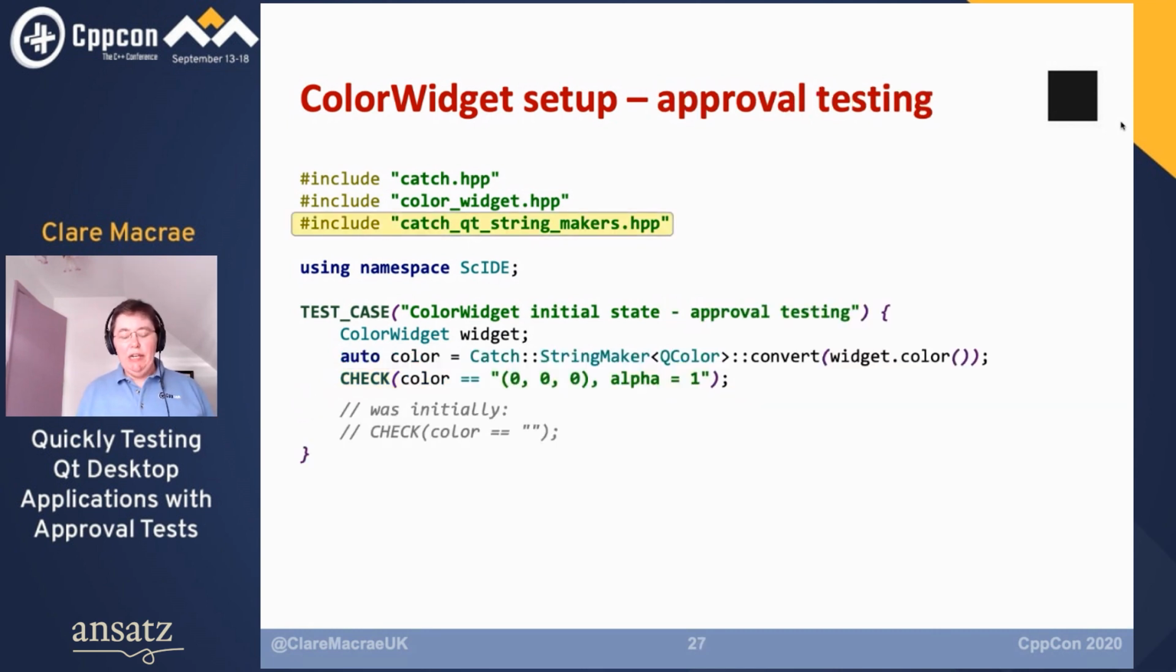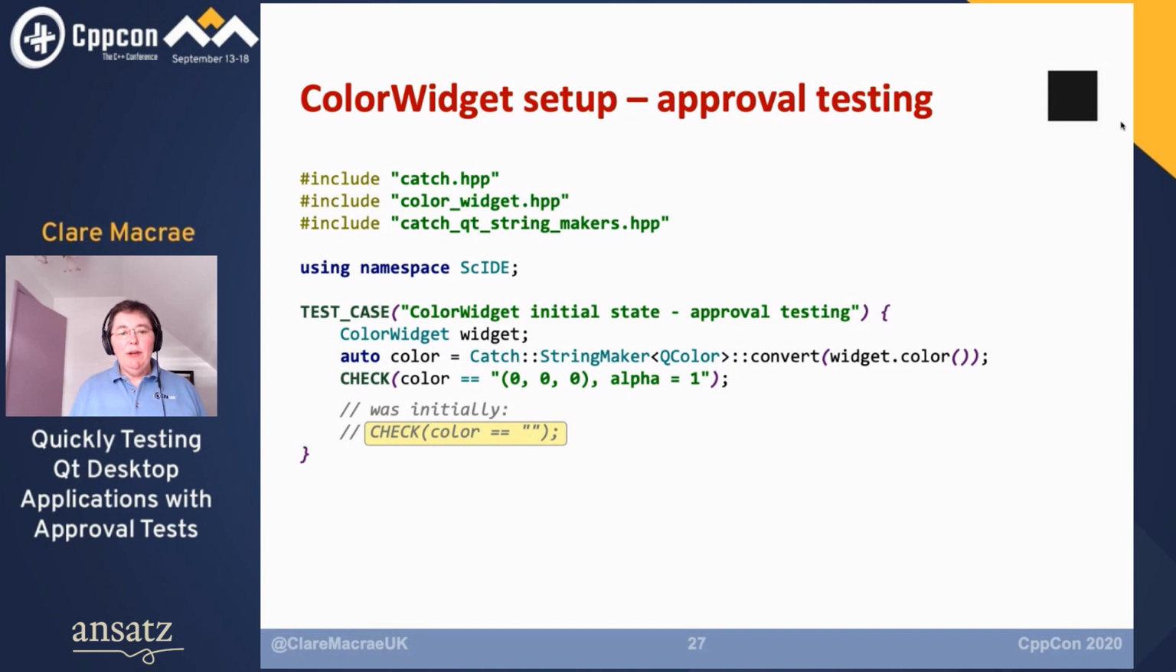So then I wrote a little bit of code to teach Catch how to write a string representation of a QColor object. So Catch StringMaker, it's well documented. You can add versions of it for your particular types of object in your test. And then I wrote CHECK that the color is, and that's more expressive than the magic numbers in the previous test. And in fact, when I first wrote that, I wrote a test which I knew was going to fail: check that the string representation of the color is an empty string.